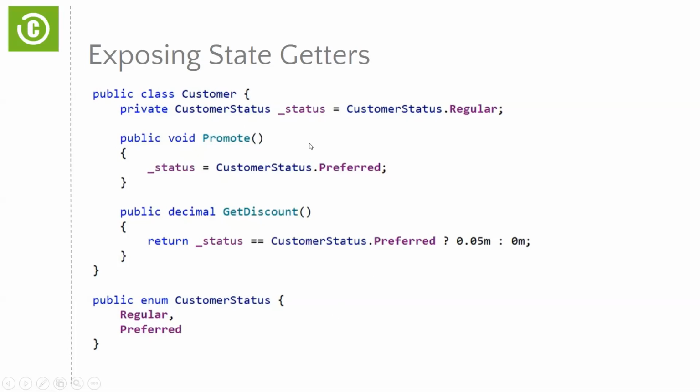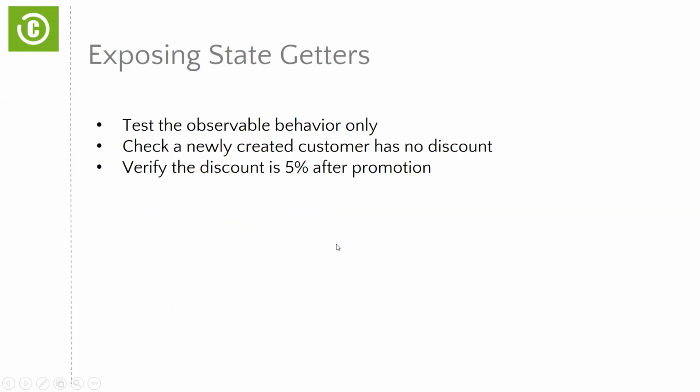The status field is not observable from the outside world and thus does not belong to the class public API. Exposing it would mean we are exposing the implementation details. So what is the solution? It seems here that the client doesn't care about the status field, otherwise it would have been made public. What they do care about is the discount the customer is entitled to. So that's what we should aim to verify and test as well.